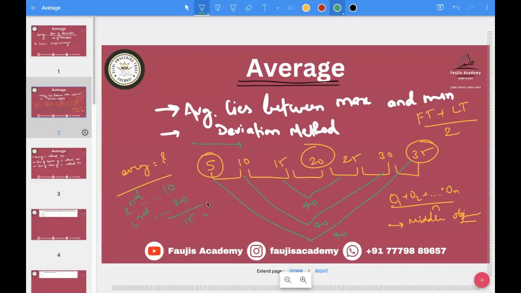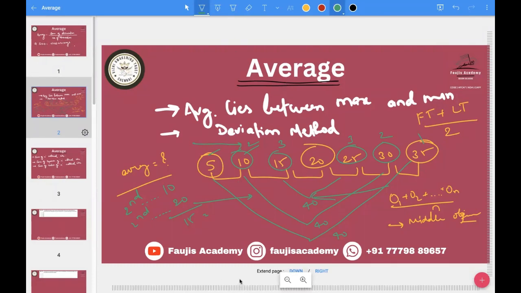Absolutely. So keep this in mind: the first term plus last term, second term from the beginning plus second term from the end, third term from the beginning plus third term from the end, and similarly go from left side to right side. Add these two, divide by 2, and what you will get is the average. Am I clear?